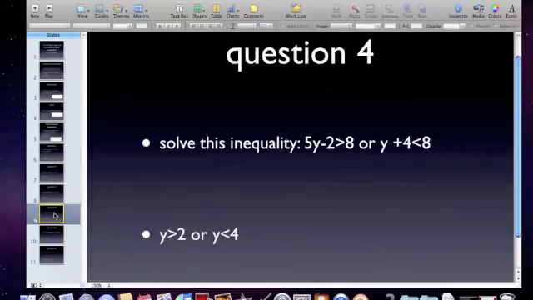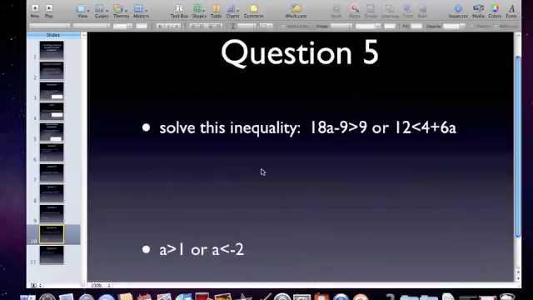Question 4. Solve this inequality: 5y minus 2 is greater than 8, or y plus 5 is less than 8. Solve it, you should get y is greater than 2, or y is less than 4. Question number 5. Solve this inequality: 18a minus 9 is greater than 9, or 12 is less than 4 plus 6a. Once you solve it out, you should get a is greater than 1, or a is less than -2.